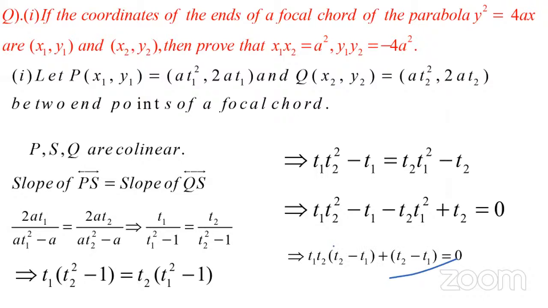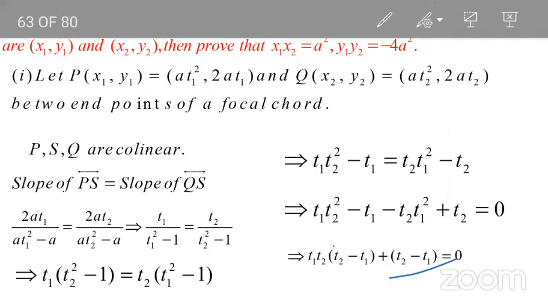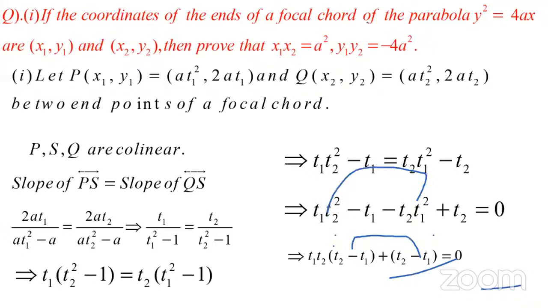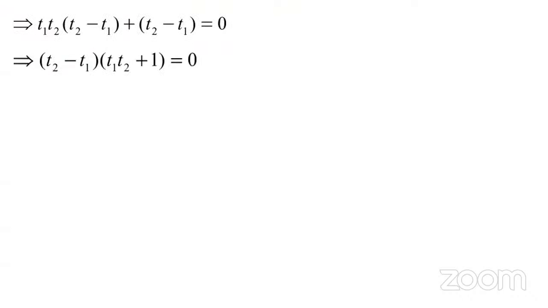Take t1 t2 common from these two. Then you will get t2 minus t1 here, plus t2 minus t1. From these both I'm taking t2 minus t1 as common. Then I will get t2 minus t1 of t1 t2 plus 1 equal to 0.